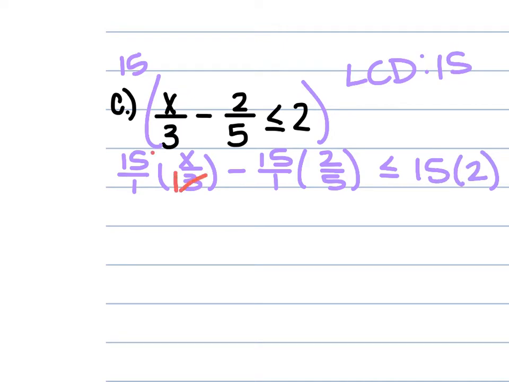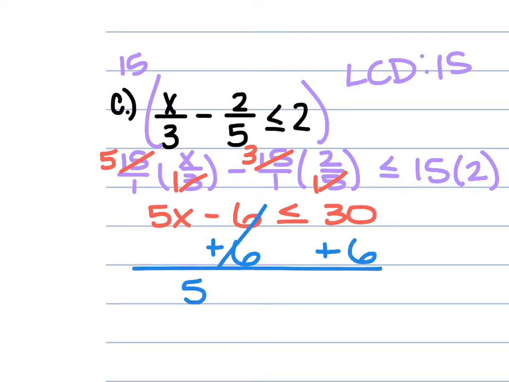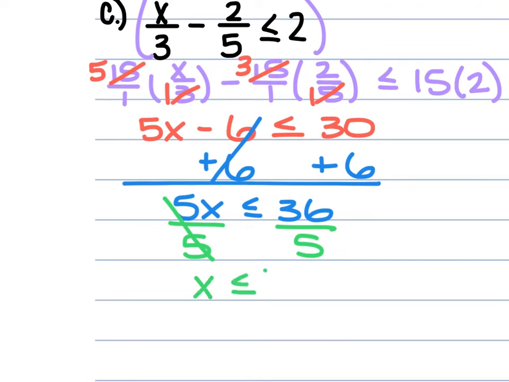So the 3 is going to turn into a 1, the 15 turns into a 5. 5 times x is 5x. The 5 turns into a 1, the negative 15 turns into a negative 3. So negative 3 times 2 is negative 6, less than or equal to 15 times 2 is 30. We're going to add that 6 to both sides. We have 5x is less than or equal to 36. We're going to divide by 5 on each side, and we get that x is less than or equal to 36 over 5.